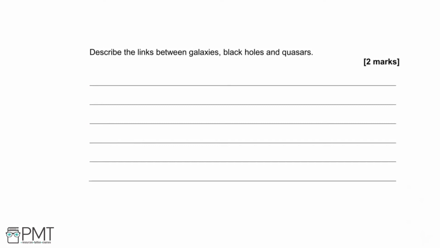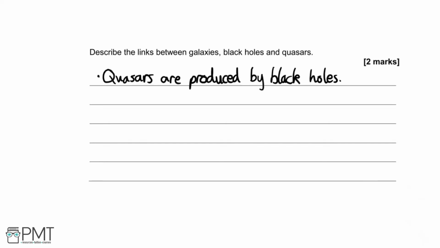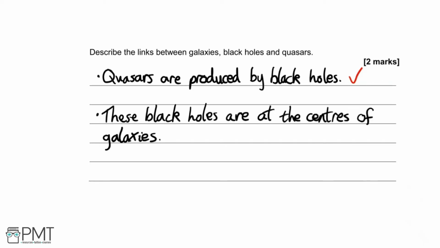Describe the links between galaxies, black holes, and quasars. Now for this describe question, you just need to know the key facts about these 3 objects. Quasars are produced by supermassive black holes. You don't need to say supermassive, but you need to say they're produced by black holes. And that would be your first mark. Linking this to galaxies, the black holes that cause quasars are usually at the center of galaxies. And that would be your second mark. You can mention things like active galactic nuclei as being the centers of those galaxies, but that's not required for the mark. That's extra information.